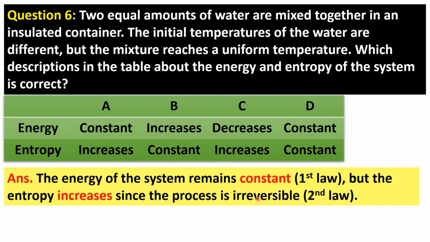It's only when the process is reversible where the entropy of the whole universe will stay constant. But that is very rare because most processes in the world are irreversible. Therefore, our answer is letter A. Energy is constant and entropy increases.